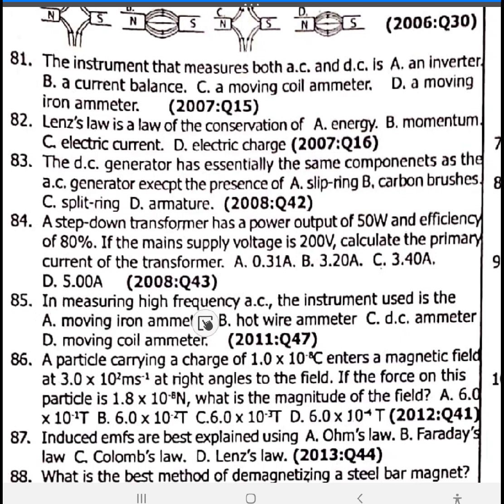Option C. Solving. In measuring high frequency AC, the instrument used is... remember, hot wire ammeter or moving iron. When you carry a wire, you put it inside fire, you heat it, and it moves. Hot wire ammeter or moving iron. So to measure it is hot wire, which is option B. Hot wire uses the principle of heating effect of current. You know that formula, H is equal to I squared R.